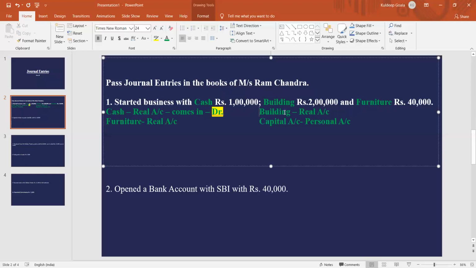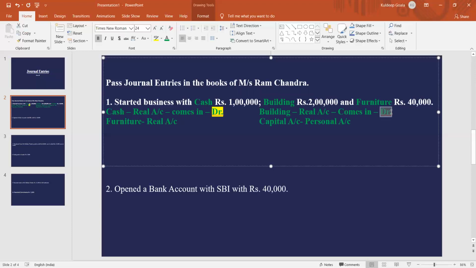In case of building, we all know building is a real account, and the real account rule is the same. What is the real account rule? Debit what comes in, credit what goes out. So building is also coming in the business. It is adding to the business, right? It will not move and come; it is there in its place, but now it is coming in the account of the book. So for the business, it is coming in. So comes in, debit. Okay, clear?